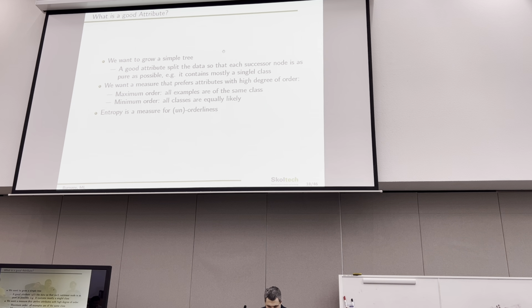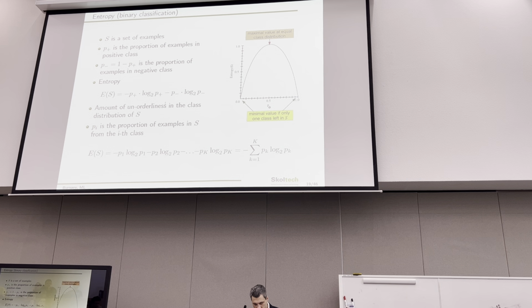What is a good attribute? We want to grow a simple tree, and a good attribute splits the data so that each successor node is as pure as possible. For example, it contains mostly a single class. This is the idea. And we want a measure that prefers attributes with a high degree of order. Maximum order means all examples are of the same class, and minimum order means all classes are equally likely. And here is the standard measure of how we define purity.